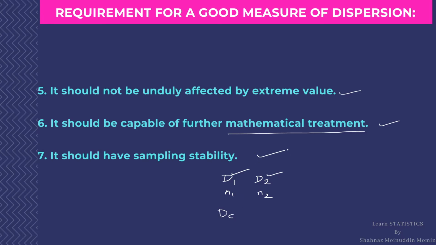And the last one is it should have sampling stability. Means what? If you take different samples from the same population to obtain the variation, then each sample shows the same variability, near about same variability. Then and then the dispersion is known as having a sampling stability. Now we shall start with the first measure of dispersion, that is range.